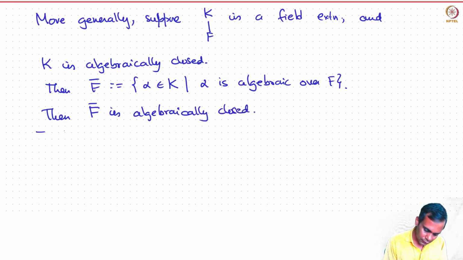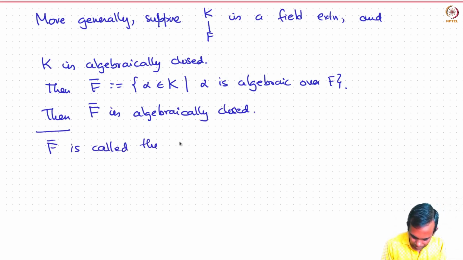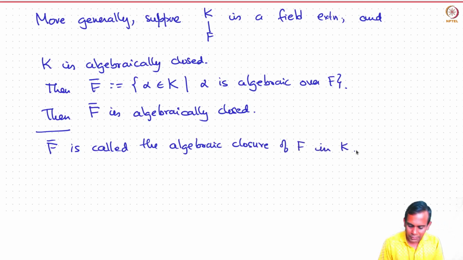So F bar is called the algebraic closure of F in K. Sometimes this terminology is used even when K is not algebraically closed. Then you just take the algebraic elements, and that is called the algebraic closure of F in K. So it's a relative notion. It depends very much on what K you're looking at. But if K is algebraically closed, then F bar itself is algebraically closed.